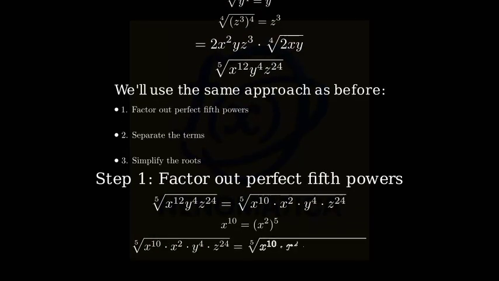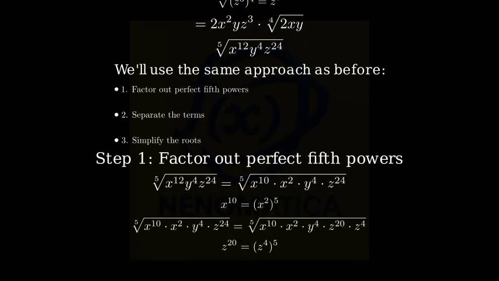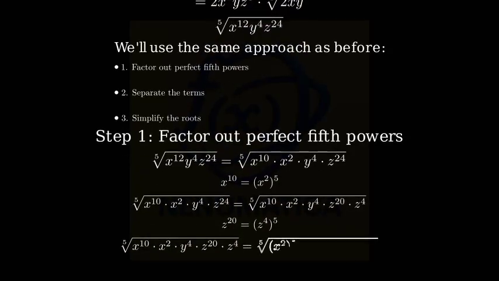For z to the power of 24, we can write this as z to the power of 20 times z to the power of 4. Since z to the power of 20 equals z to the power of 4 to the fifth power, it's a perfect fifth power. The y to the power of 4 doesn't contain a perfect fifth power, so we'll leave it as is. Combining these, we get the fifth root of x squared to the fifth power times z to the power of 4 to the fifth power times x squared y to the fourth power z to the fourth power.